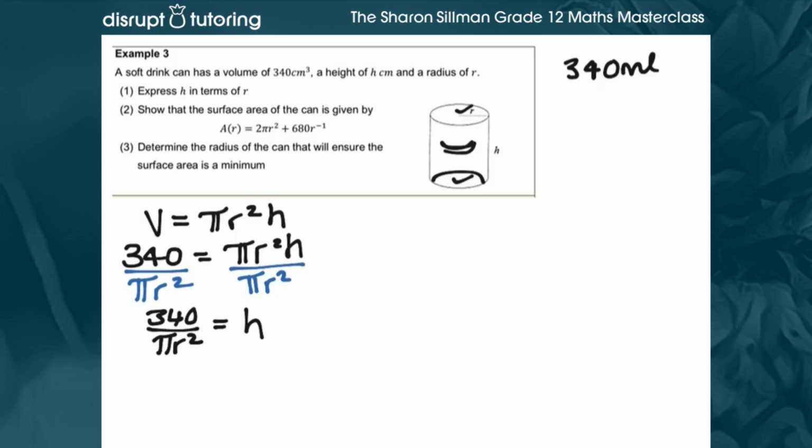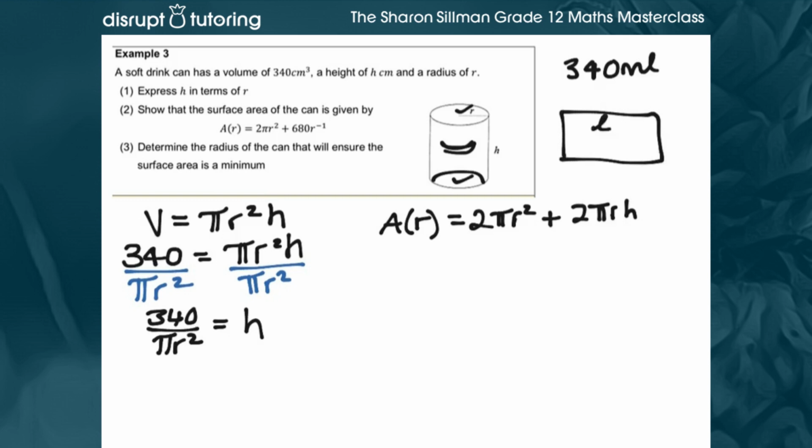The two circles can be found by saying 2 pi r squared, and the piece going around the edge is 2 pi r h. Remember, that curvy part actually is a rectangle, which we would normally like to have length times breadth, but in the case of a cylinder, the breadth is the height, and the length is actually the circumference. So that's 2 pi r, and that's where 2 pi r times h comes from for that part.